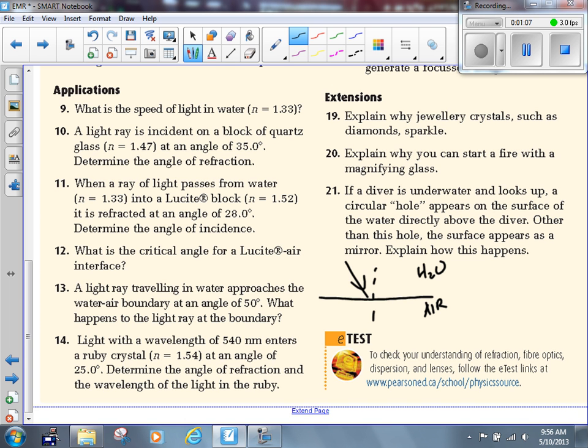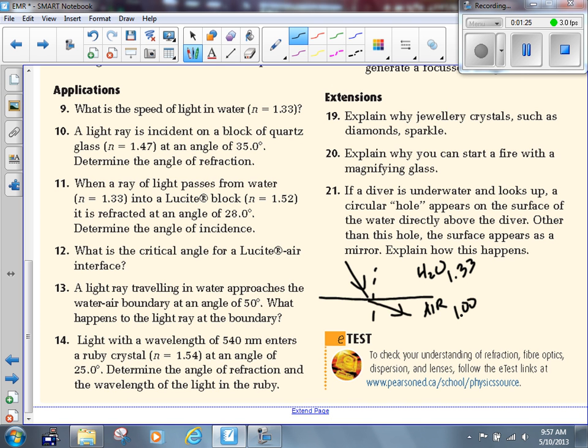And the reason it's going to be a bigger value is because the index of refraction of water is greater than the index of refraction of air. Here we've got 1.33, here we've got 1.00. If that's the case, then it's going to speed up. As it speeds up, the angle of refraction is going to be bigger.